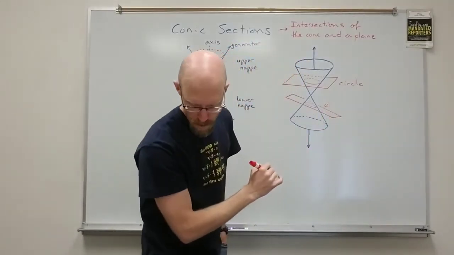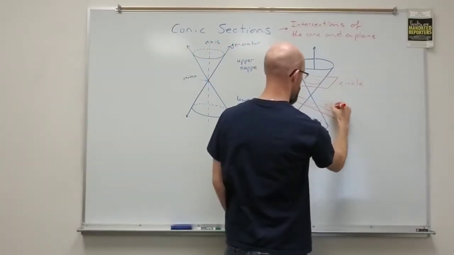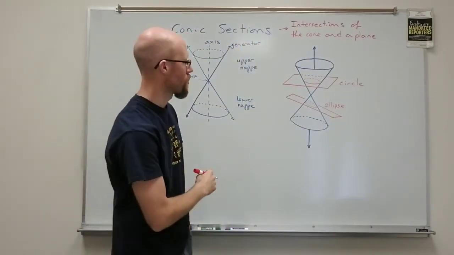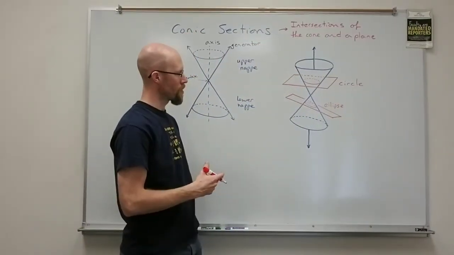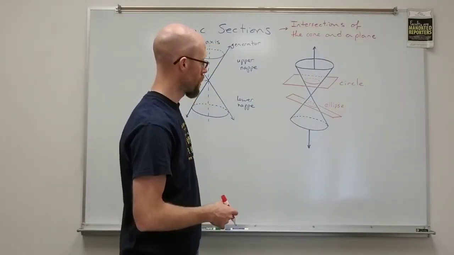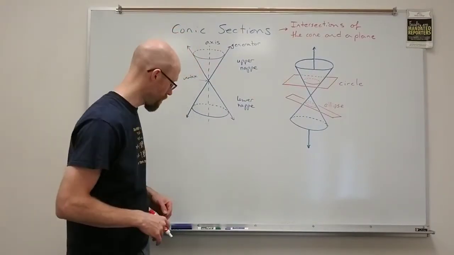And I always forget how to spell ellipse. E-L-L, two L's, I-P-S-E, yes, that's an ellipse. So that is the intersection of a plane that's not perpendicular to the axis, but goes through only one nappe.